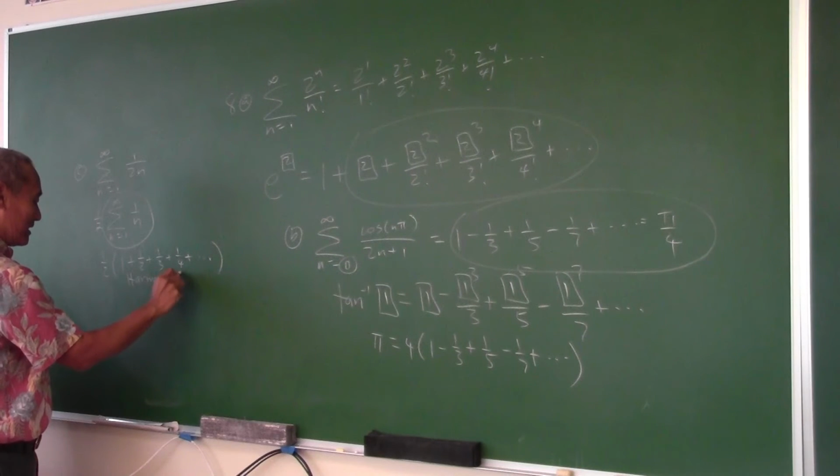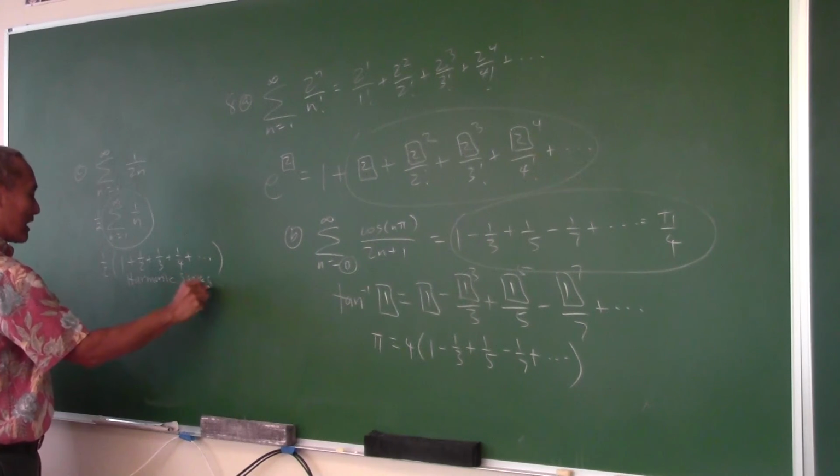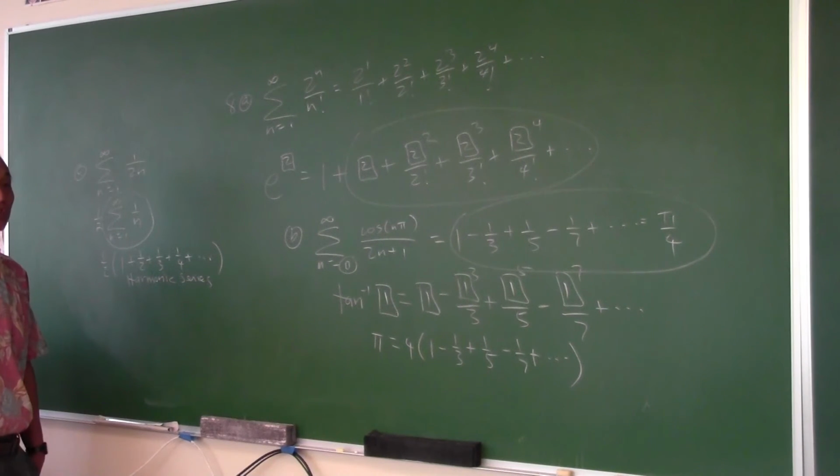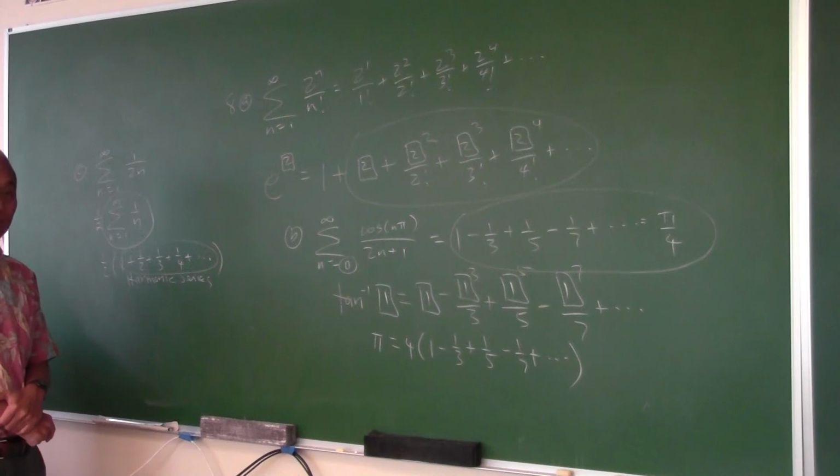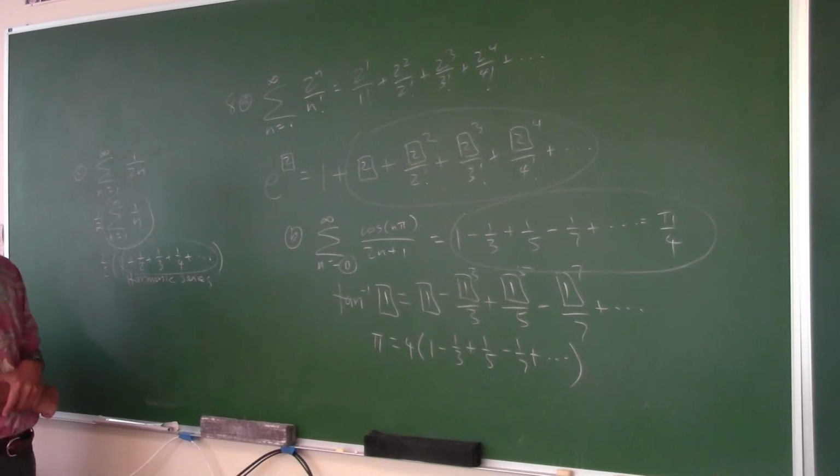Harmonic series. And remember I proved to you in class that the harmonic series diverges to infinity? So this is an infinite sum. So what's half of an infinite sum? Another infinite sum. So this series diverges to infinity.